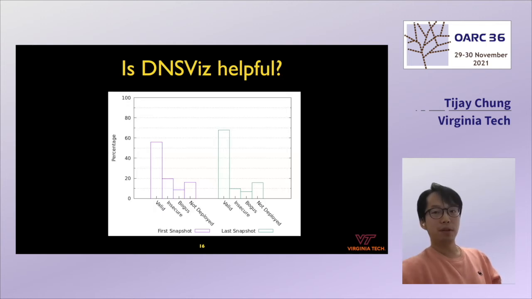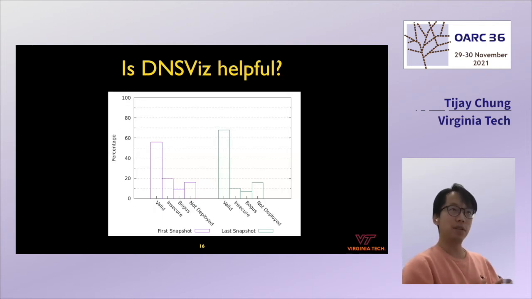So the first preliminary analysis is: is DNSViz really helpful? We simply compare only the first snapshots of the domain name analyses with only the last snapshots of their analyses. This graph shows the percentage of each status of the domain names. We can see the valid percentage jumped nearly 20%. So DNSViz is actually helpful for administrators to fix their errors.